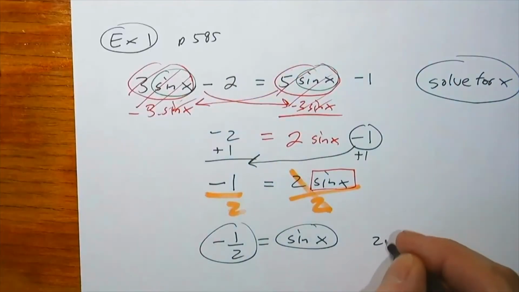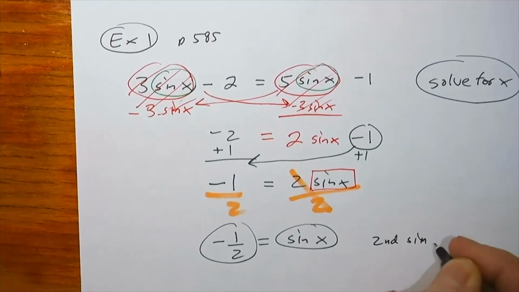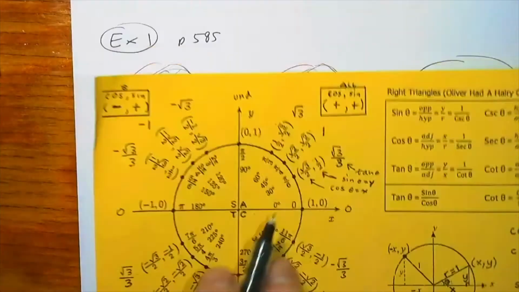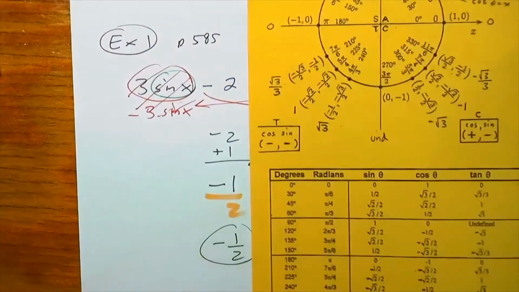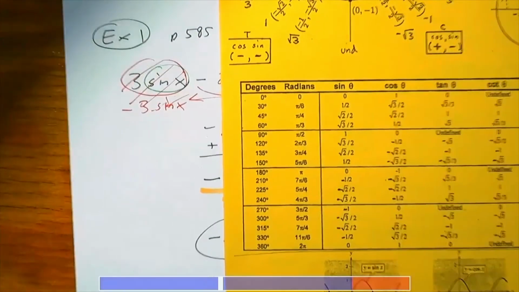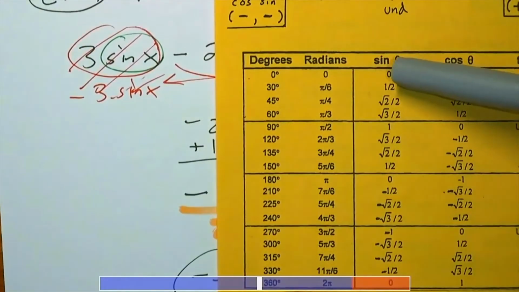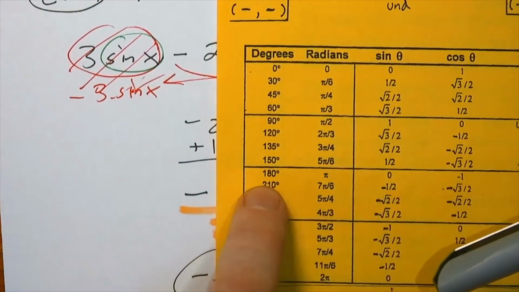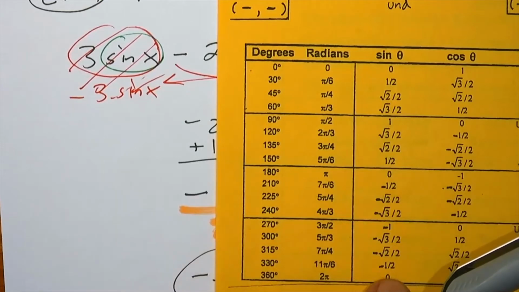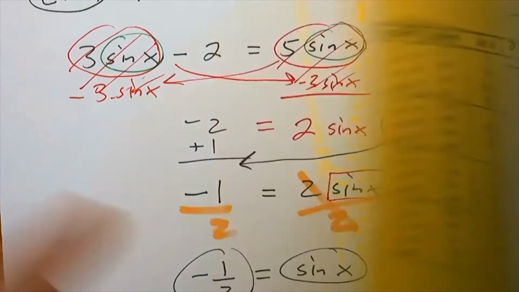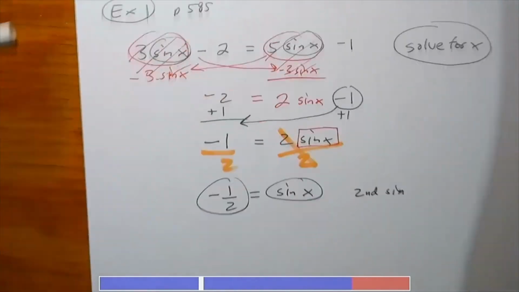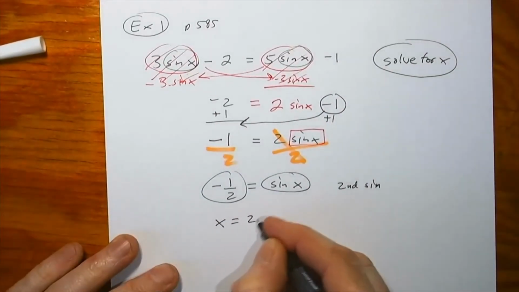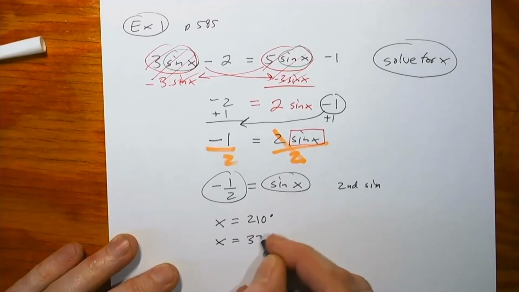Trig sheet to the rescue. Of course, I could go on my calculator, go second sine, but remember when you do it on the calculator, it only tells you one answer. It tries to find the closest answer to 0. So let's find all the -1/2s. So I grab my sheet. Here's my yellow trig sheet. And let's see, -1/2. Okay, oh, negative's over here. 210 and 330. So I'm going to say x is 210 degrees and x is 330 degrees.